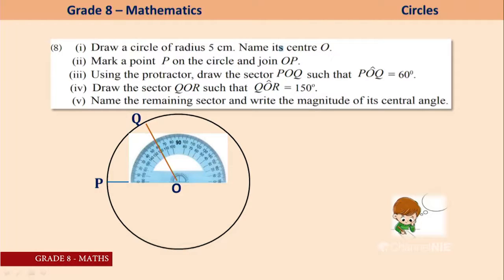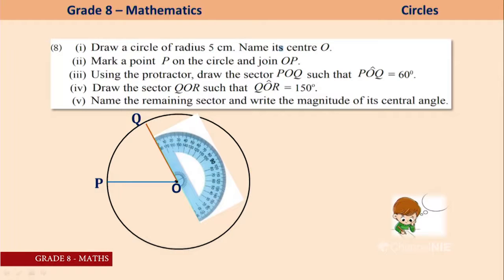Then, the fourth question asks you to draw the sector QOR such that angle QOR is 150 degrees. Then again you have to take your protractor and keep it like this and mark 150 degrees. Now you have to start from the line OQ. Then mark 150 degrees and mark capital R.